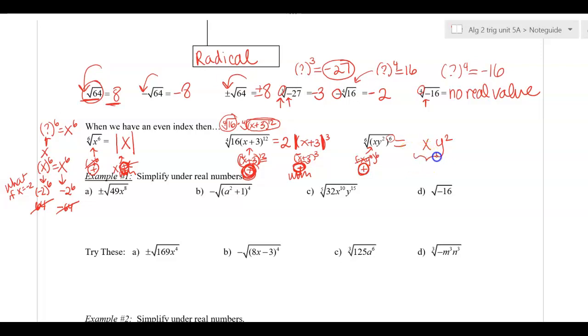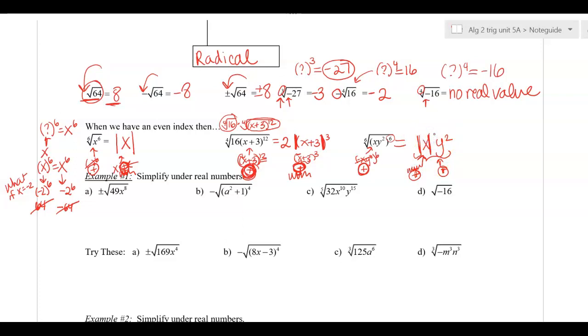Here, the overall quantity could be negative. The y will always be positive because it's squared. But notice the x could be negative or positive and then would change the result depending on what it was. So again, we don't want the x to be able to be negative because we want to just produce positives. So that x needs absolute value bars.